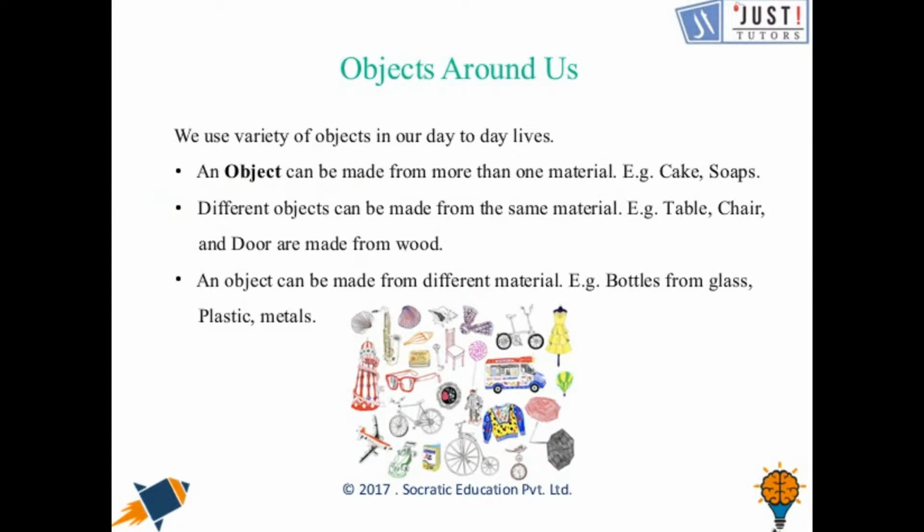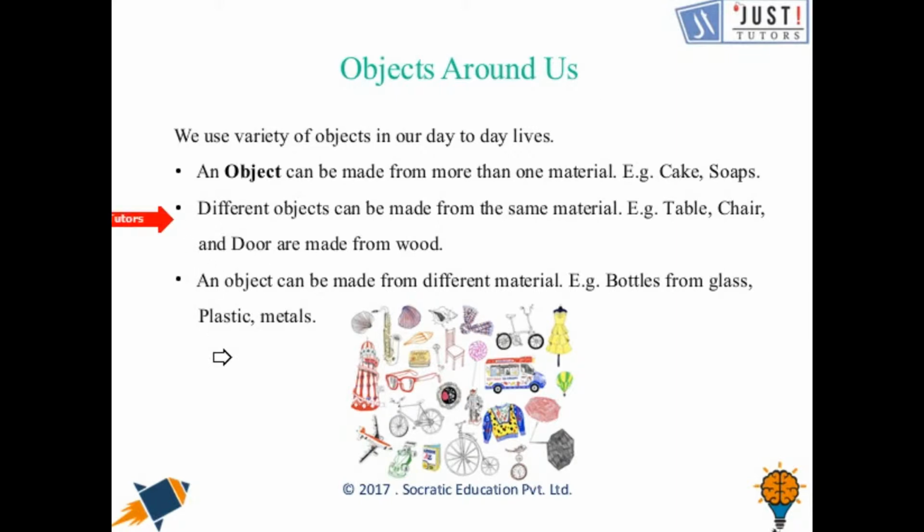So let's pick any object from your surroundings. Let's talk about a pen. A pen is an object which is made from more than one material, and the same goes for cakes and soaps. Now let's talk about table, chair and door. All of these objects can be made from a single material, which is wood. So that's our second category.